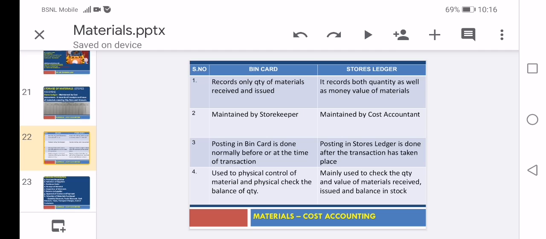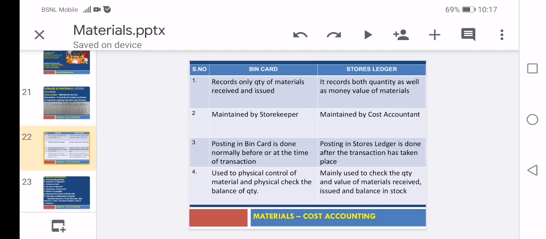Before we move further, let us see the difference between bin card and stores ledger. Bin card records only quantity of materials received and issued, of course, balance too. Means only quantity is recorded. To know the stock level, to know how much stock is there, it is useful when this bin card maintains stock quantity.